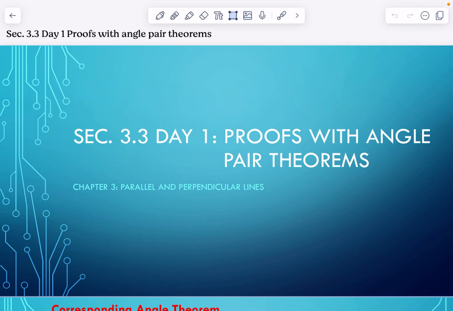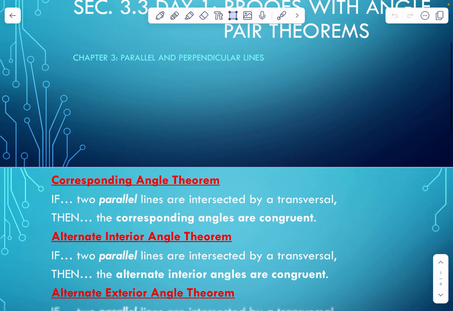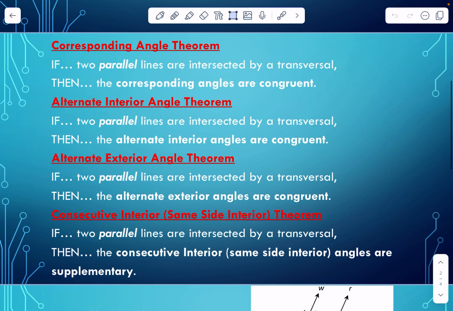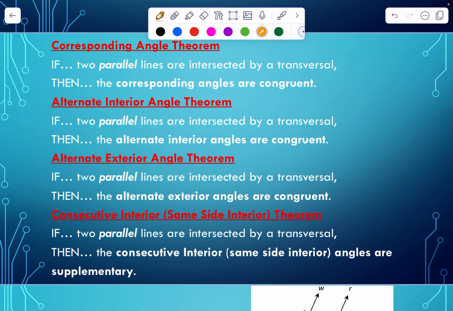Getting into Chapter 3, Parallel and Perpendicular Lines. We're looking here at day 1, which will be proofs with angle pair theorems. At this point, we have gone through these theorems before. Remember that all of these theorems start off in the same manner: if two lines are parallel cut by a transversal, then the corresponding angles are congruent.